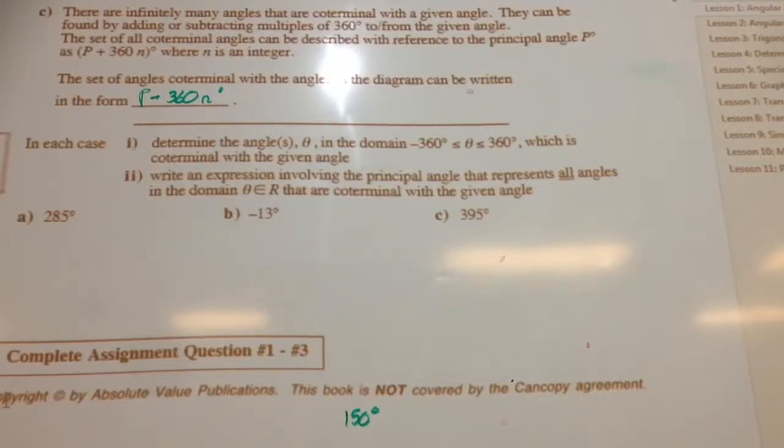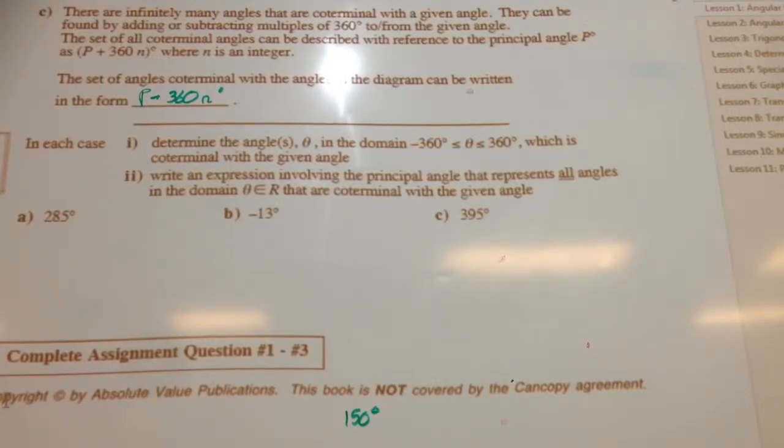Write an expression involving the principal angle that represents all angles in the domain. Theta is an element of real numbers that are coterminal with the given angle. All right, so with 285, we're looking for two coterminal angles, which means that we have to go 360 minus 285, and 285 plus 360.